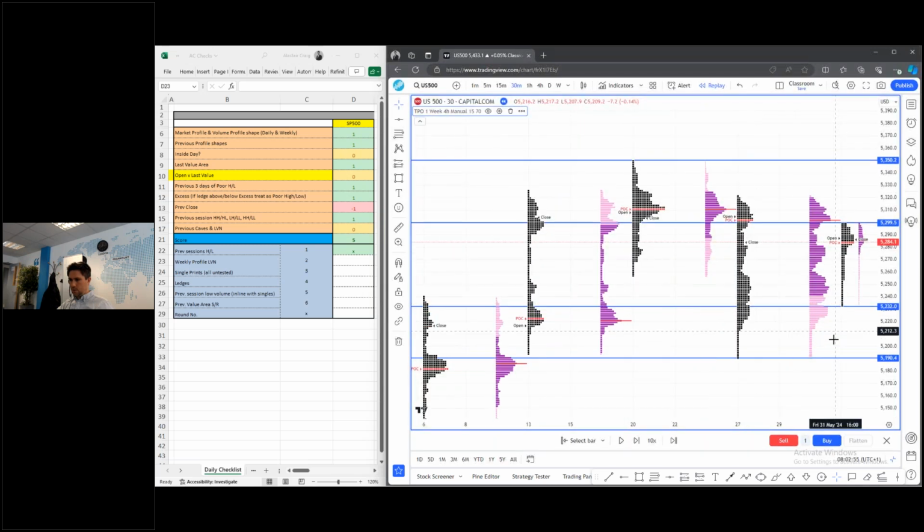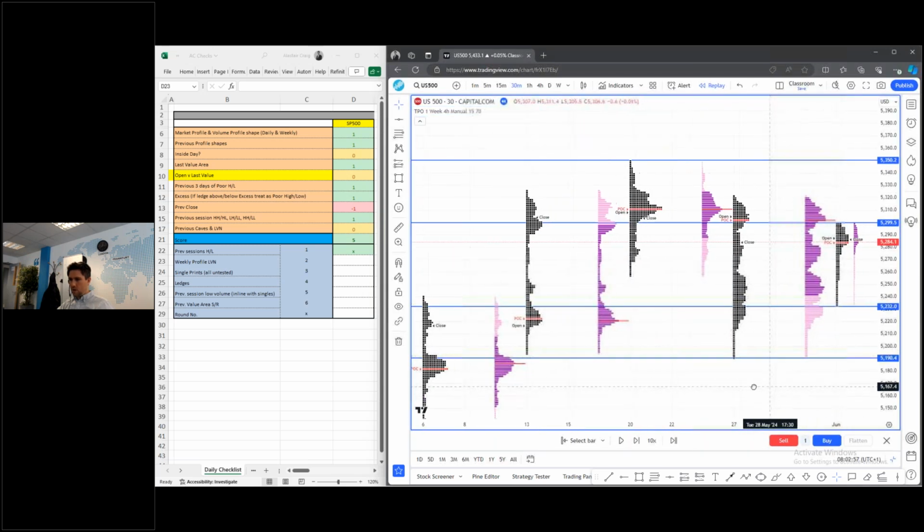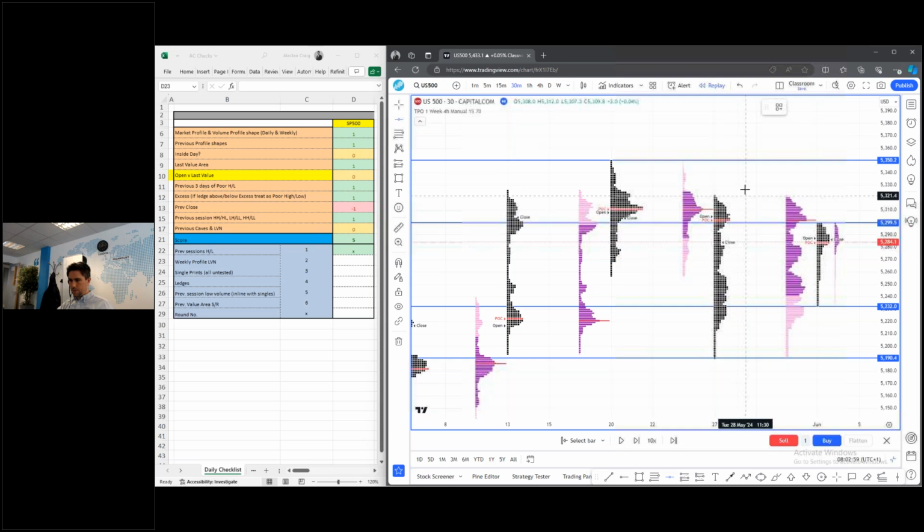Okay, so there's the weekly profiles again. I'm just looking at where we've got low volume nodes, and looking up above. This looks pretty good. It's the weekly high, it's also the value area high, and it's also this little dip in volume. So that looks pretty good to me.